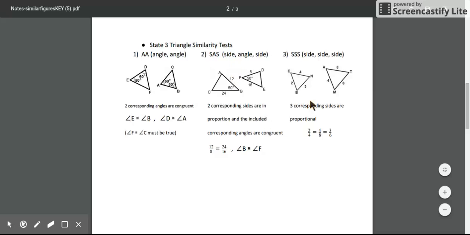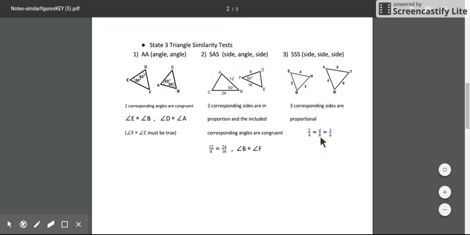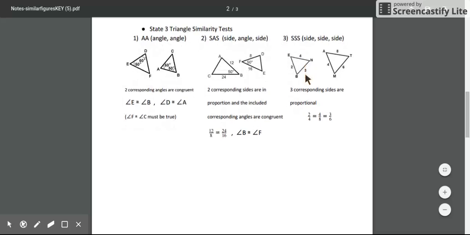The last thing we can do is the same thing we would do for any type of figure. Just compare all of the sides and make sure all of the sides are in proportion, making the shapes similar. So because they're triangles, we just have to make 3 comparisons or 3 ratios. Make sure that those ratios are in fact equal, and then you know without having to compare the angles that the triangles are similar. So let's practice that.